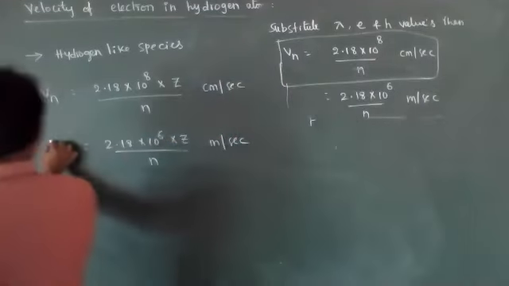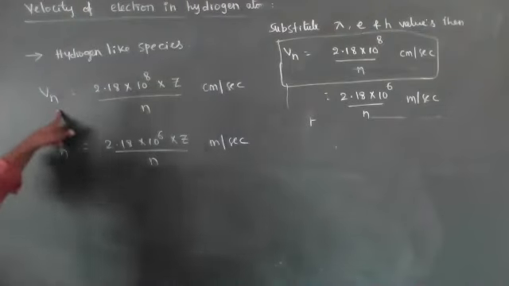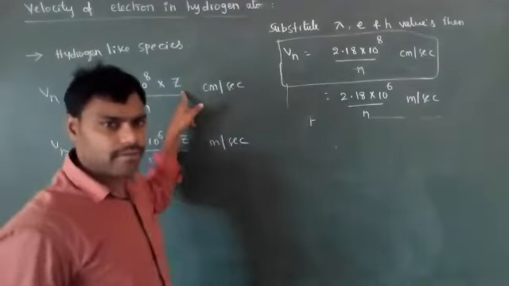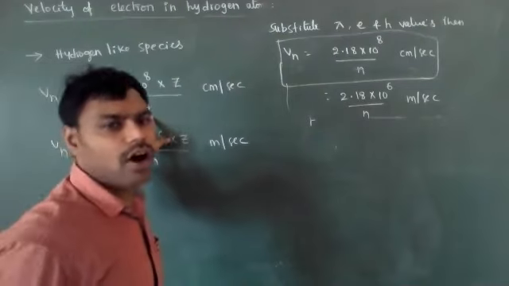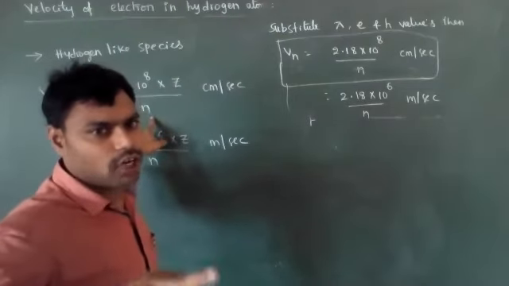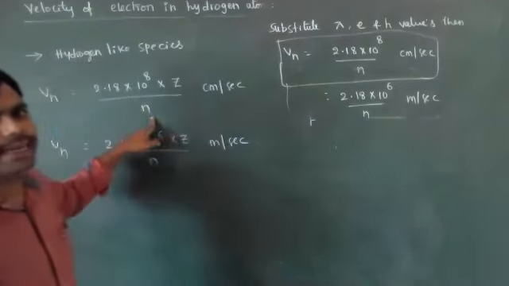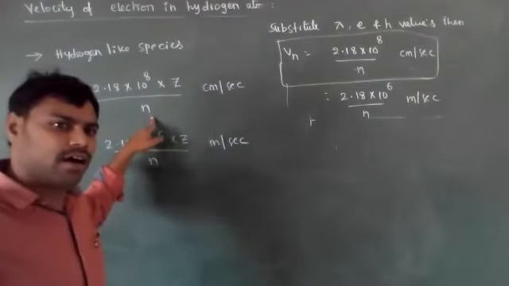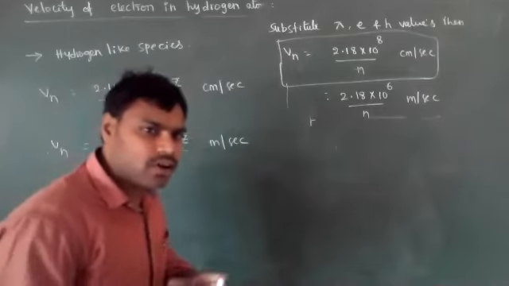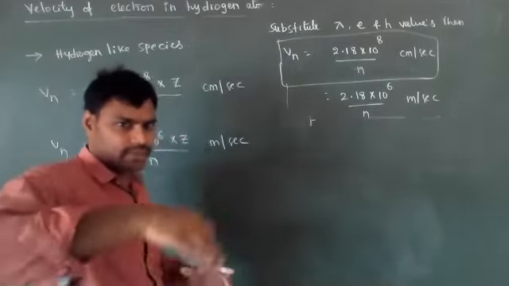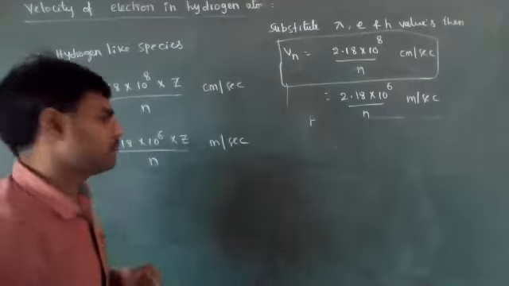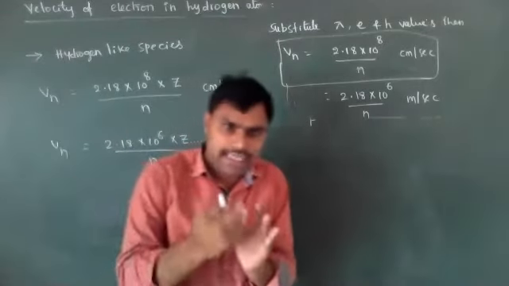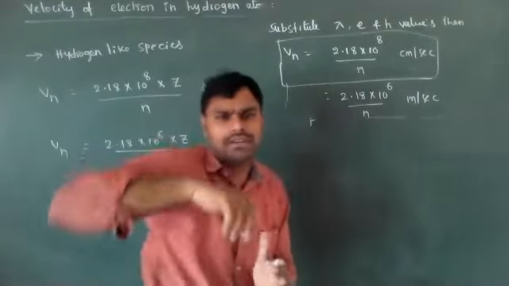Okay? Now, the relation: the velocity is directly proportional to atomic number and inversely proportional to n. Means n equal to 1 means first orbit, n equal to 2 means second orbit, n equal to 3 means third orbit, fourth orbit, like nth orbit. As the number of orbits increases, the electrons move slowly, because the distance increases. When it is very near to the nucleus, it revolves very fast.